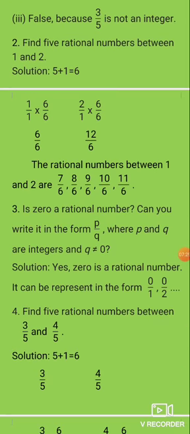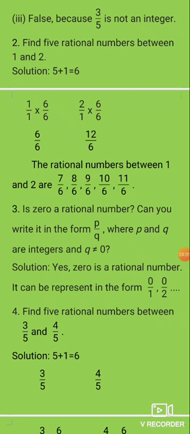Okay. Now the next one. Find 5 rational numbers between 3 by 5 and 4 by 5. Here also we need to find 5 rational numbers. Listen carefully, students. If 5 rational numbers are needed, we add 5 plus 1, 6. If it is 6 rational numbers, 6 plus 1, 7. If it is 3 rational numbers, 3 plus 1, 4. If it is 10 rational numbers, 10 plus 1 is equal to 11. Multiply the given rational numbers by 11 by 11.